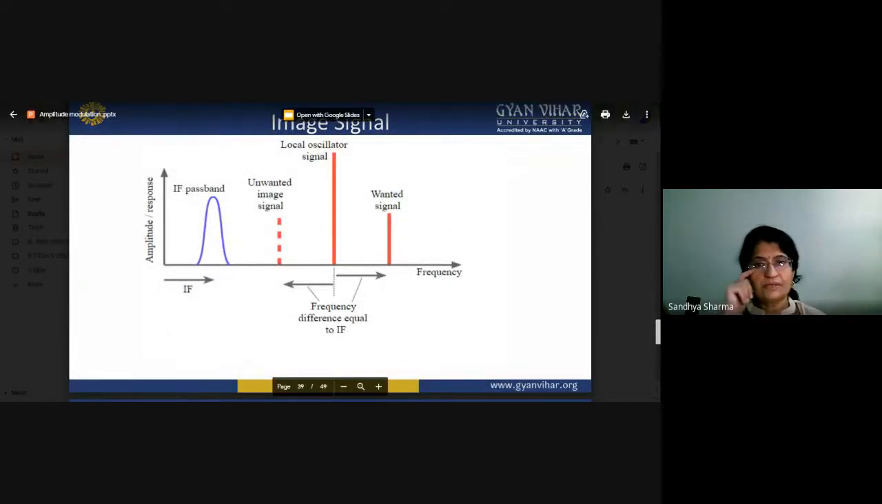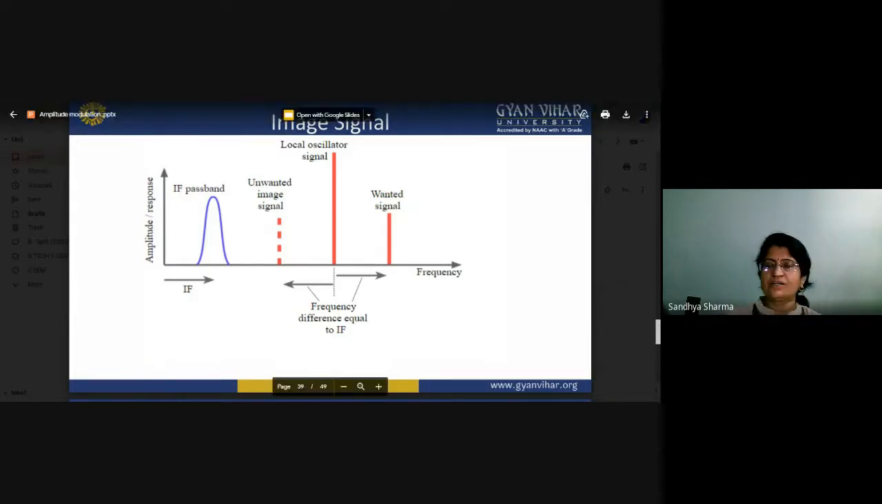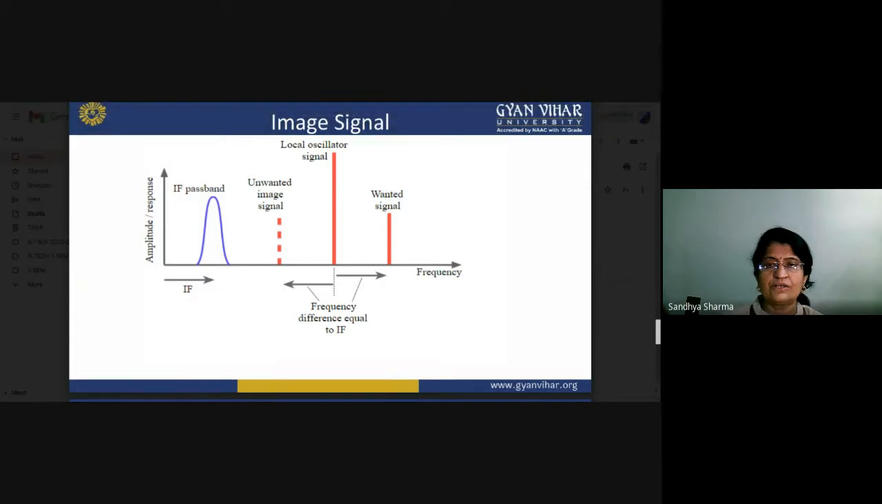If we are talking about the image signals, the image signal is an unwanted signal, but if it is included, our detection will be faulty. So for removing this, we use only the wanted signals. And after that, we look at the amplitude modulator's response.